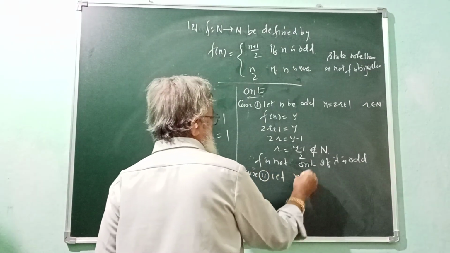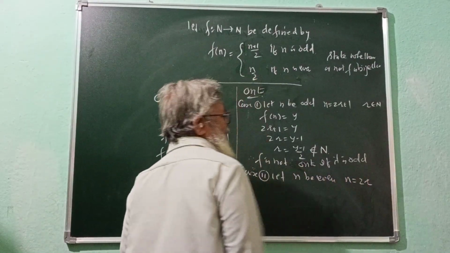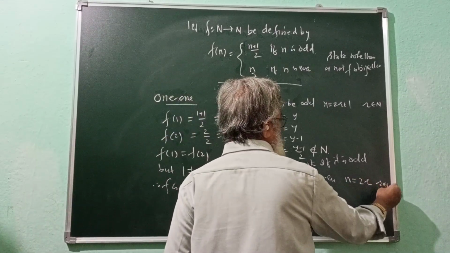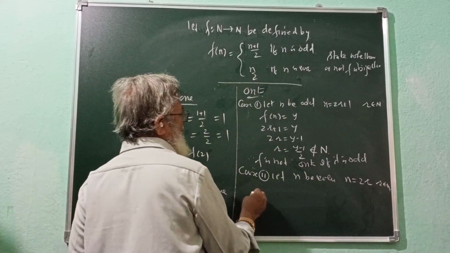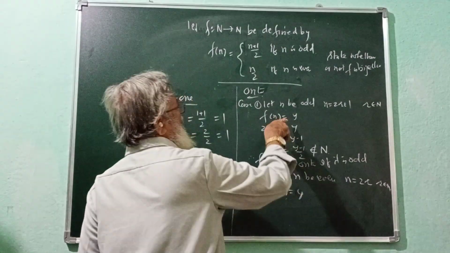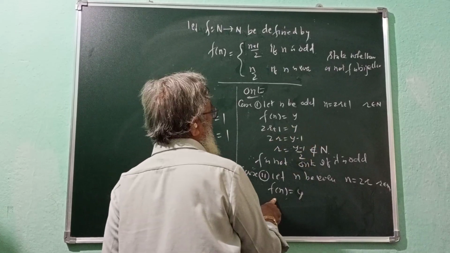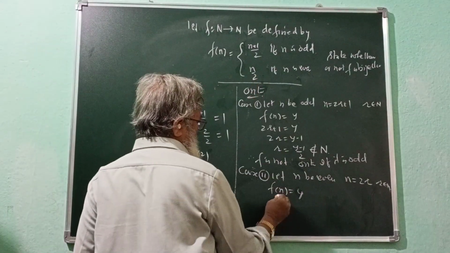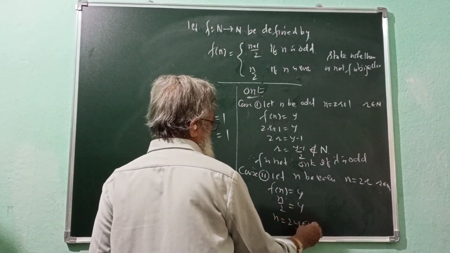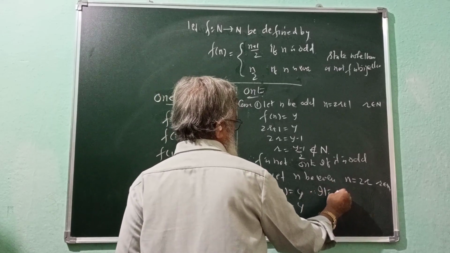Now let us check for even numbers. Let n be even. When n is even, every even number is expressed as 2r for some r belonging to N. Now f of n is equal to y, so n by 2 is equal to y, and n is equal to 2y, which belongs to N. Therefore, it is onto.